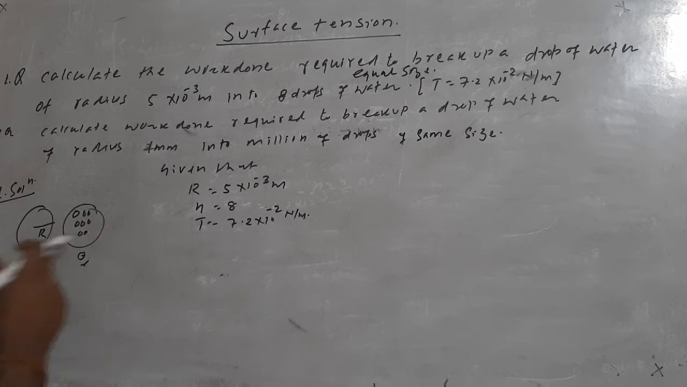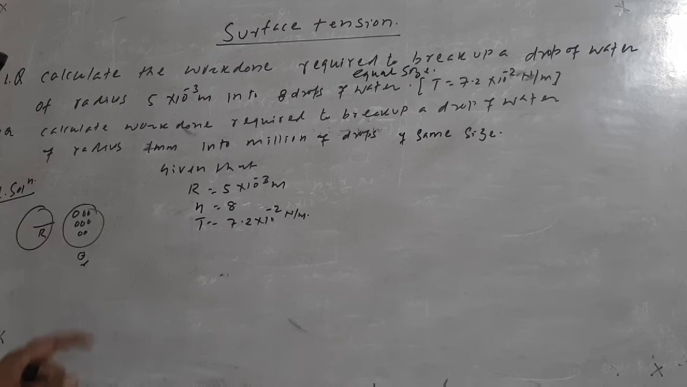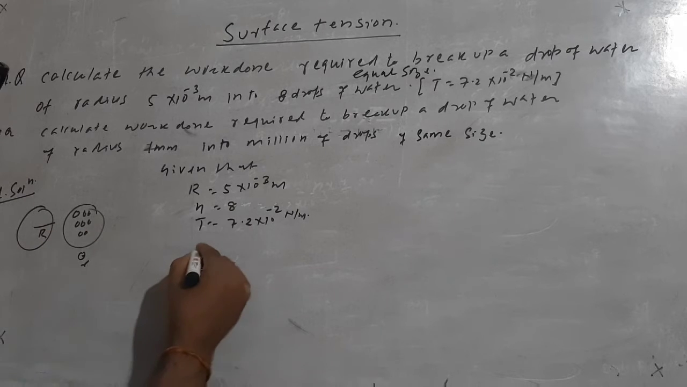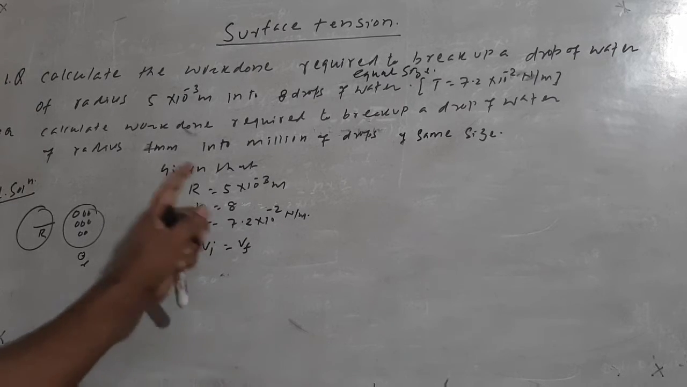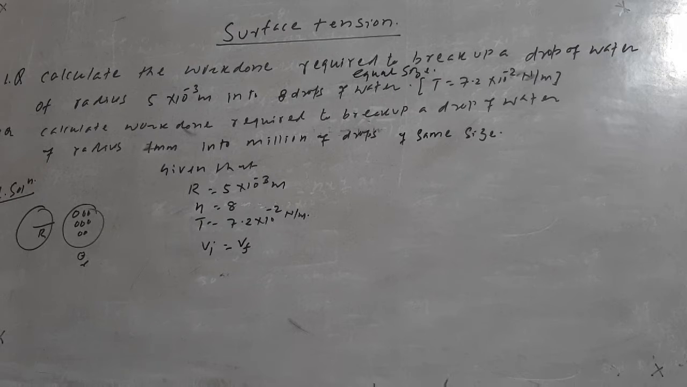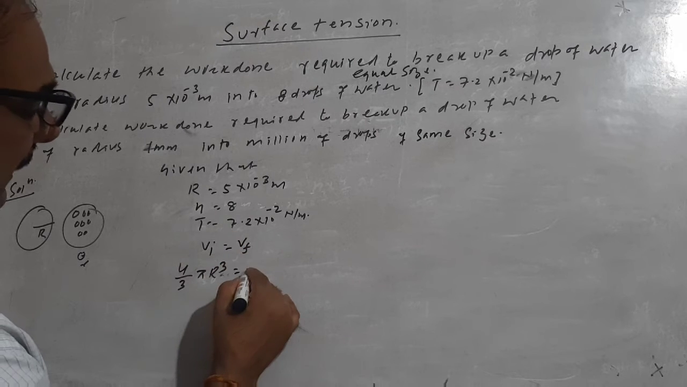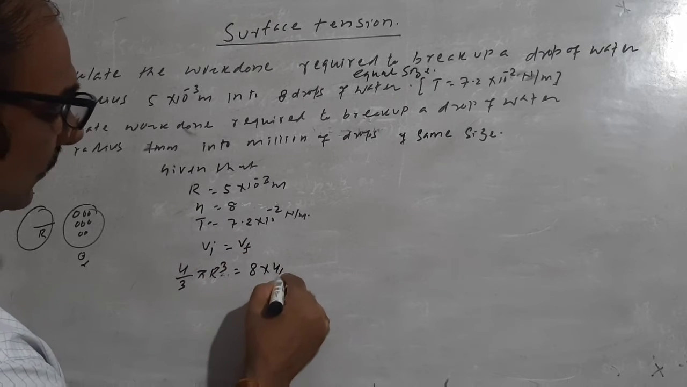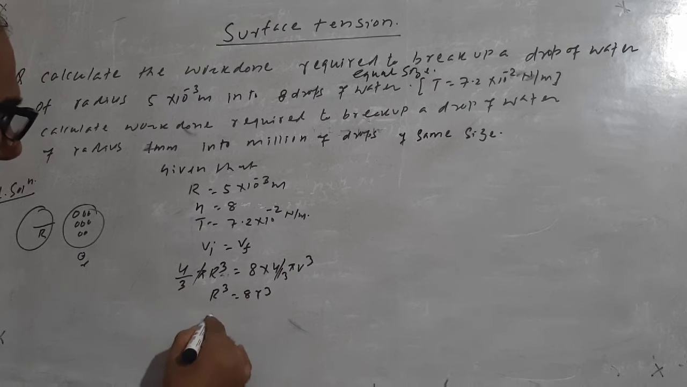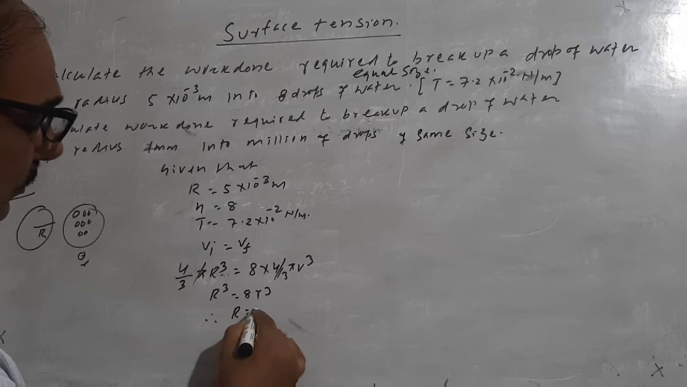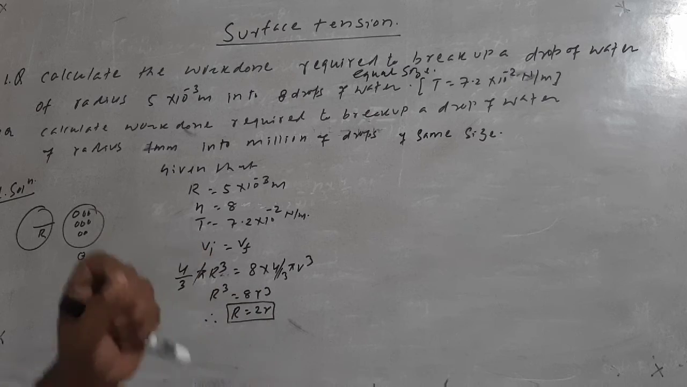First of all, we have to establish a relation between capital R, the radius of the bigger drop, and the radius of the smaller drop. The initial volume of the bigger drop equals the final volume of all the drops when it is divided into 8 equal parts. So 4 by 3 pi R cubed equals 8 into 4 by 3 pi r cubed, and therefore the relation is capital R equal to 2r.